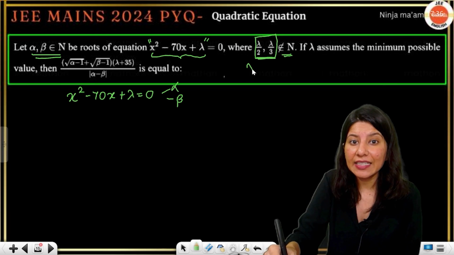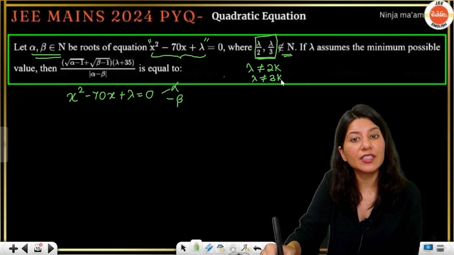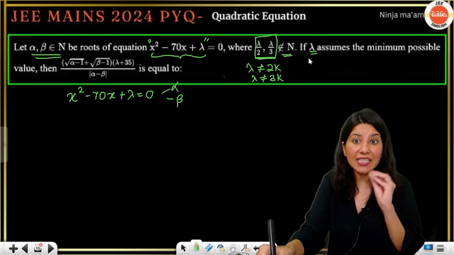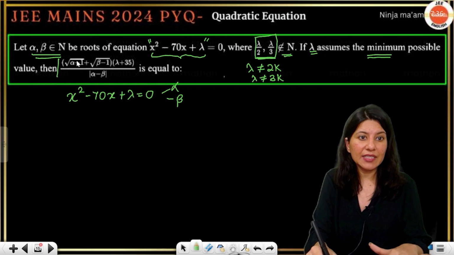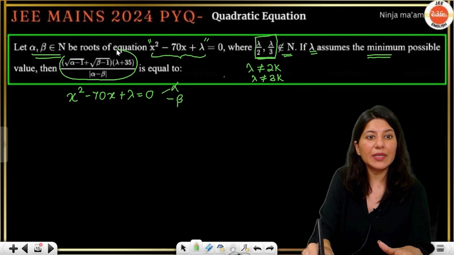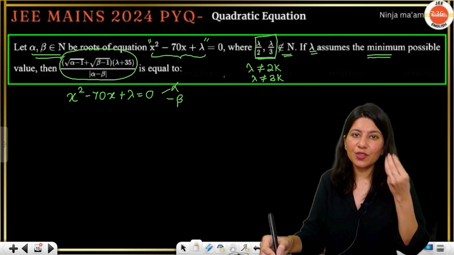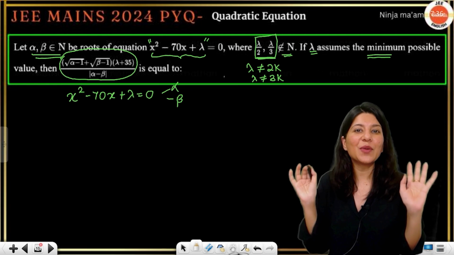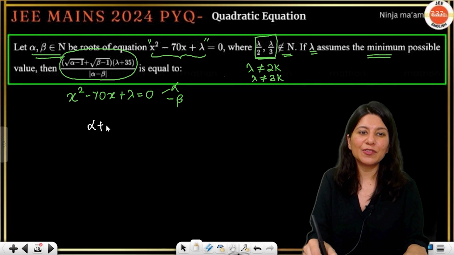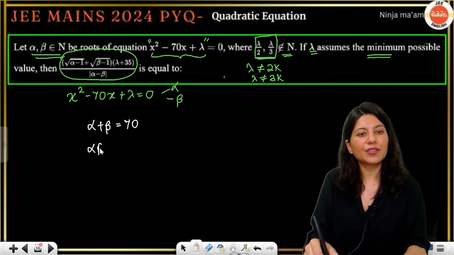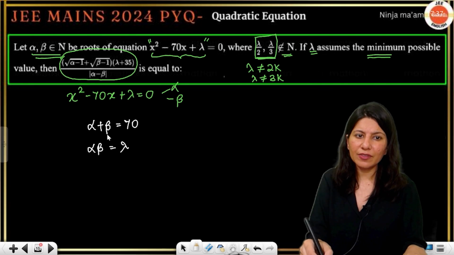What does that mean? That lambda is not at all a multiple of 2 and not at all a multiple of 3. And lambda will be as minimum as possible as per the question, and we are looking for the value of this. So this means that we need to calculate alpha, beta and lambda. What do we know? We know only sum of roots and product of roots. We are doing only 10th class quadratic. Sum of roots is 70, product of roots is lambda. Let us solve these two.